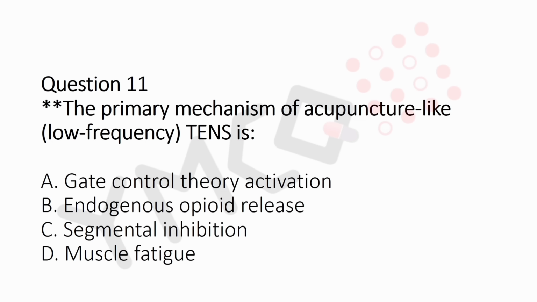The primary mechanism of acupuncture-like TENS is option A, gate control theory activation. Option B, endogenous opioid release. Option C, segmental inhibition. Option D, muscle fatigue. And the answer is option B, endogenous opioid release. Now let's move to question number 12.